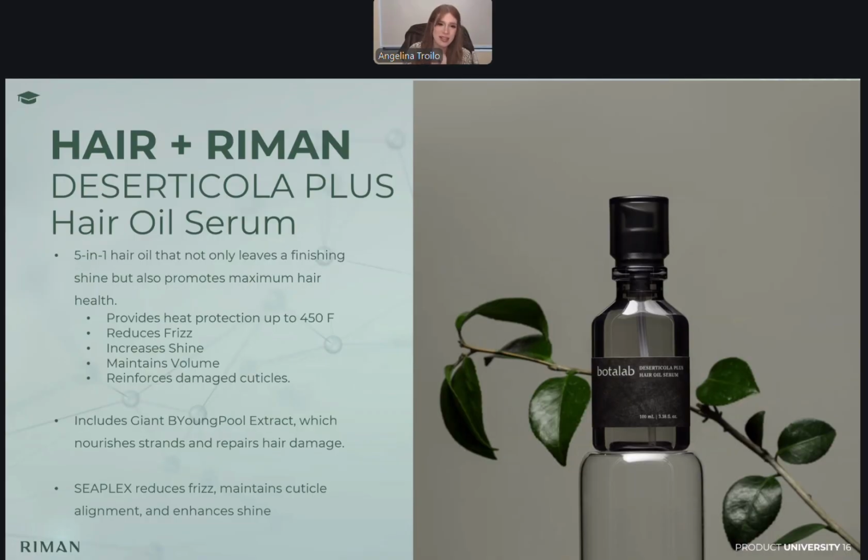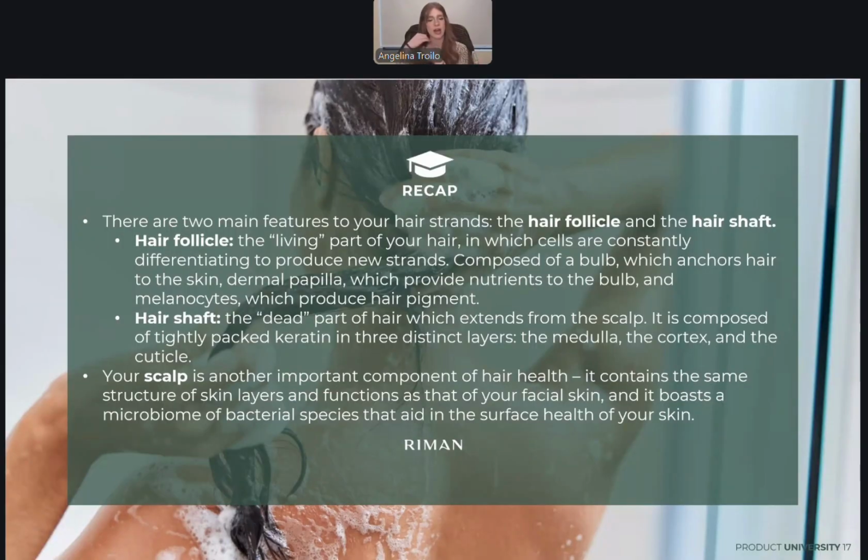And that is it. But of course, as I had mentioned, I had to provide a recap because there was a lot going on in our discussion. So there are two main features to your hair strands, that of the living part being your hair follicle and the dead part being your hair shaft. In your hair follicle, your cells are constantly differentiating to produce new strands. It's comprised of a bulb which anchors that hair follicle to the skin, dermal papilla, which are providing nutrients and oxygen to the bulb, and melanocytes, which are producing that hair pigment.